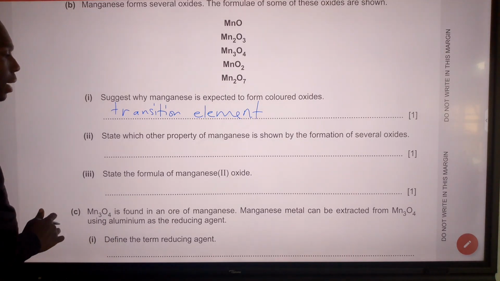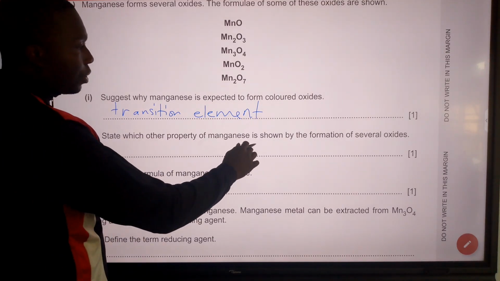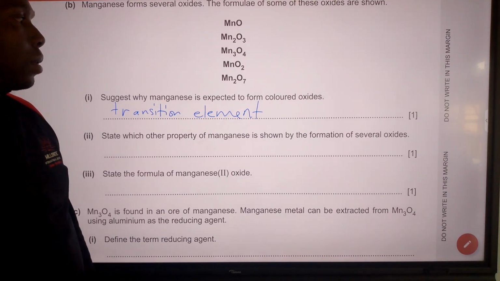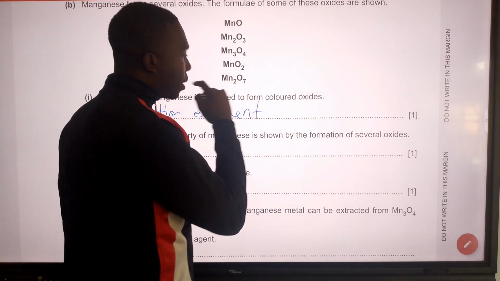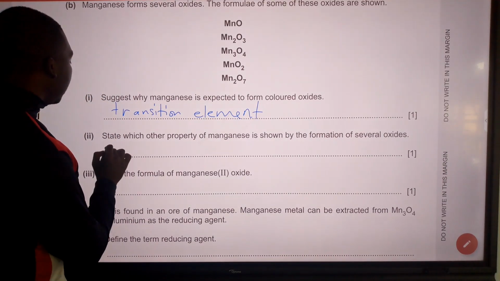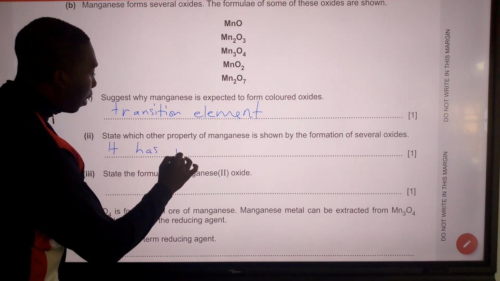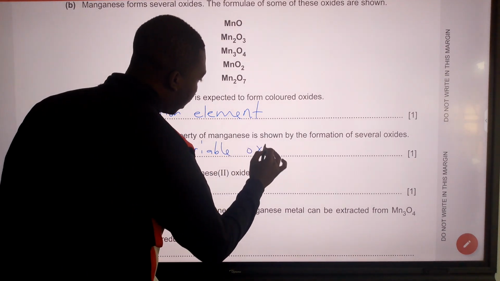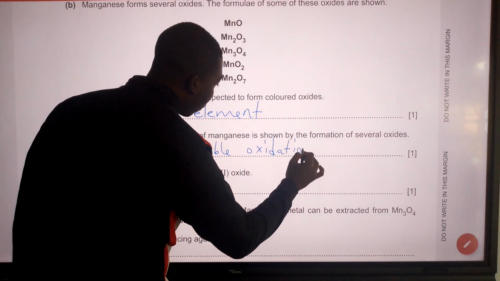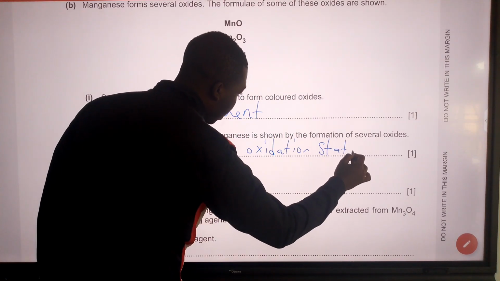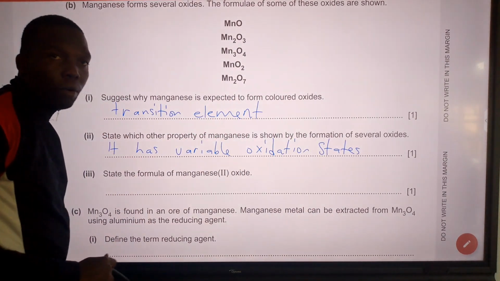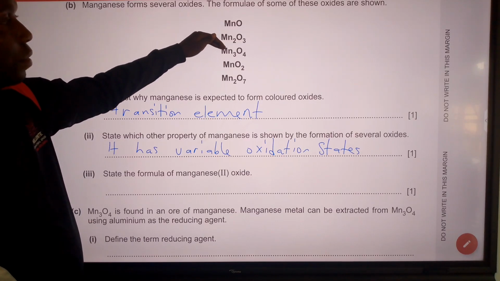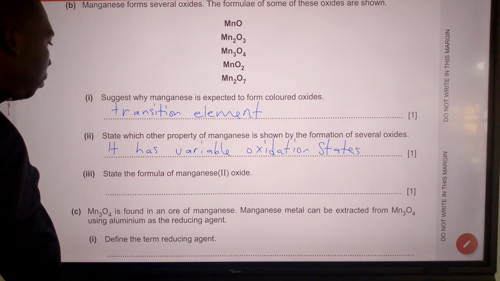Then the next part: state which other property of manganese is shown by the formation of several oxides. For it to form these different oxides, it means that it has variable oxidation states. That's the reason why it is able to form several oxides, because the oxidation state here is different from this one, it is different from this one, and the rest.